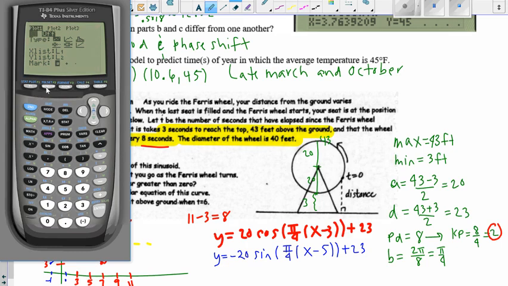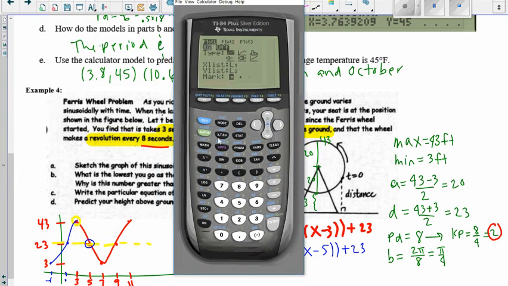And then remember we changed our window, so because we changed our window, I had to change my window again, and I'm going to do values from -2 to 12 for x equals, and my y equals would be from 0 to, I did 45, so it's a little bit above that. So if I hit graph, now I can see what my graph looks like.